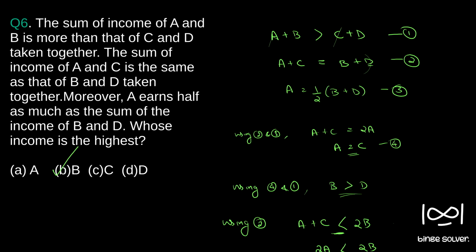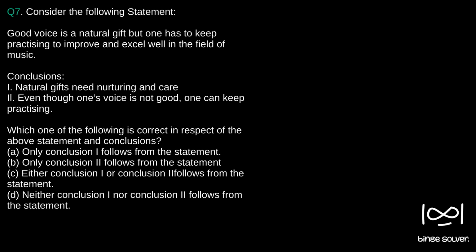Next question, question 7. Consider the following statements. Good voice is a natural gift, but one has to keep practicing to improve and excel well in the field of music. That is the statement given. Conclusions are: 1. Natural gifts need nurturing and care. 2. Even though one's voice is not good, one can keep practicing. Which one of the following is correct in respect of the statements and conclusions is the question. So only conclusion 1 follows, only conclusion 2 follows, either conclusion 1 or conclusion 2 follows, neither conclusion 1 nor conclusion 2 follows. Those are the options given.